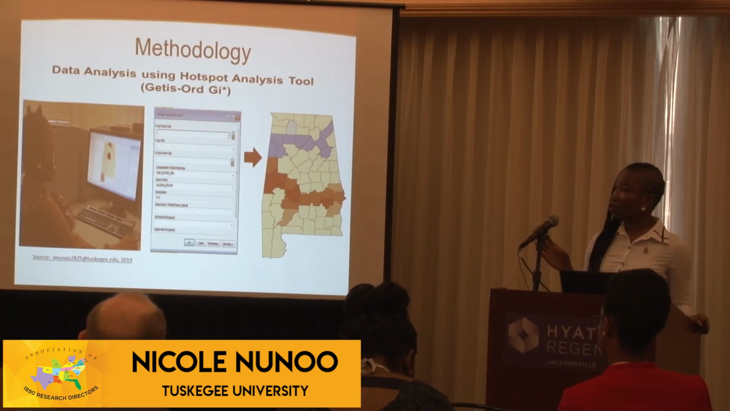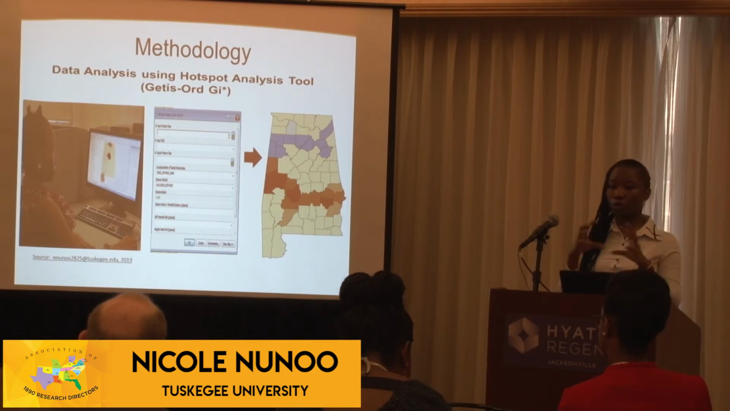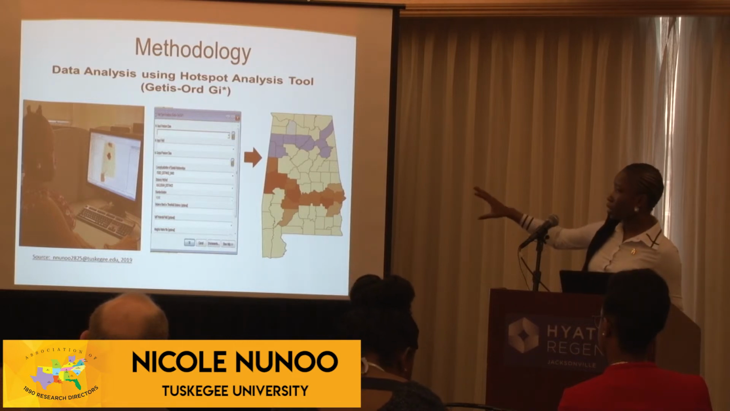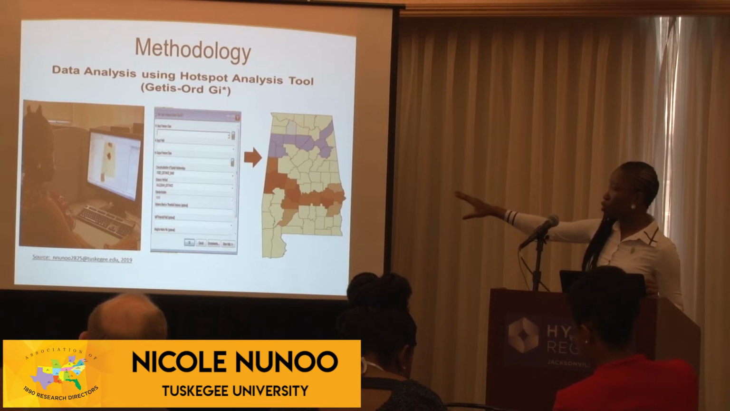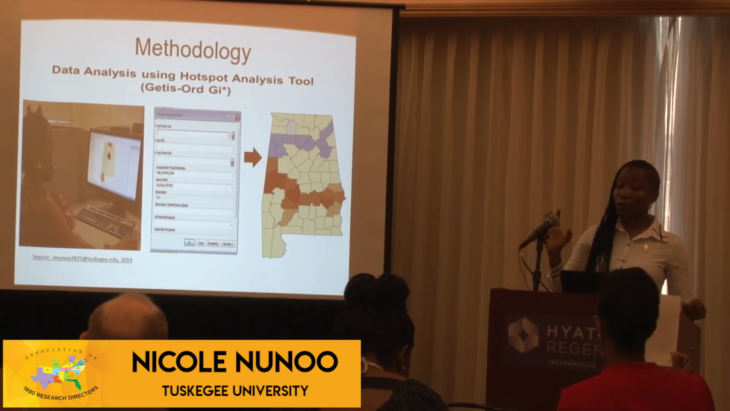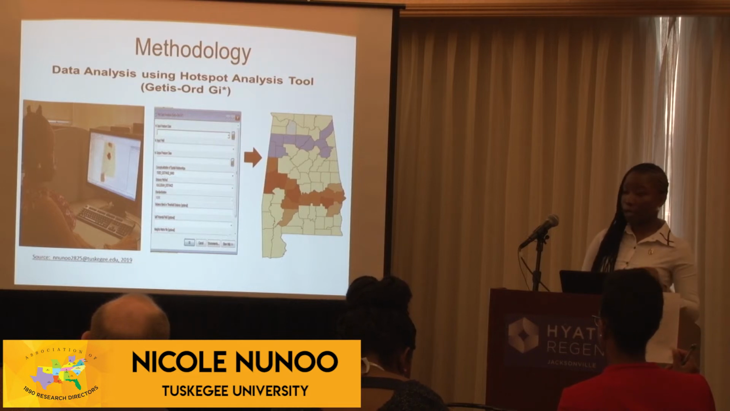Now, the hotspot analysis tool, what it does is that when you compute in your figures, it creates hotspots and cold spots. So the parts that have the red dots over there, those are places that have hotspots of each capital.